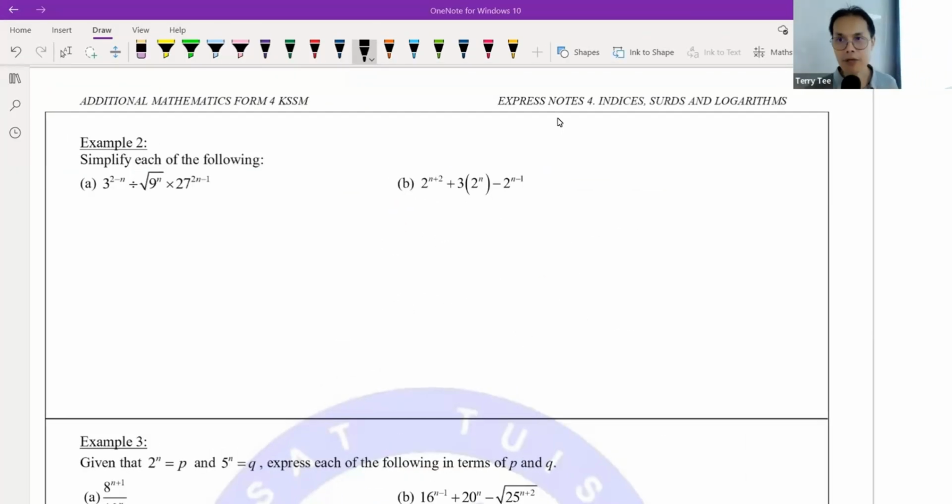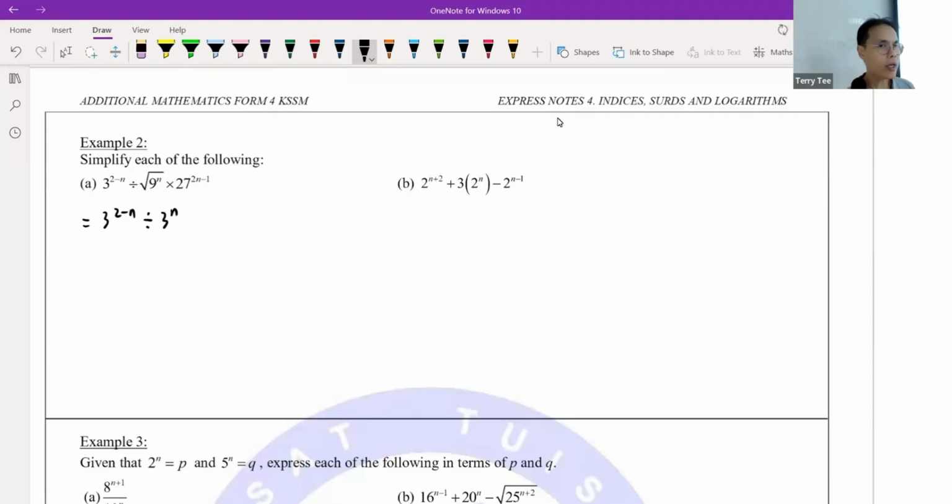So here we have to simplify, give an answer in terms of n. The first one is very simple. Just change everything to base 3. Okay, base 3. So this is 3 power 2. And 9, when I square root 9, square root 9 is 3. So we can write 3 power n.